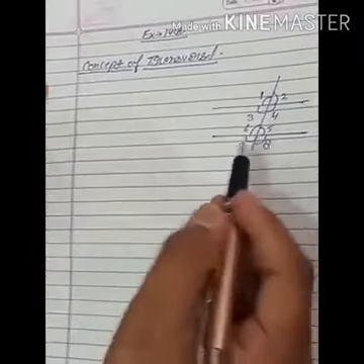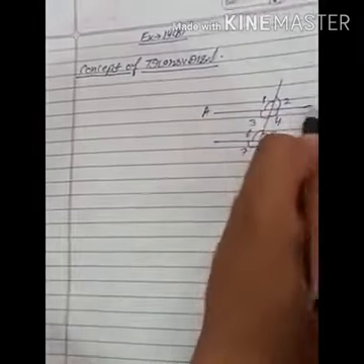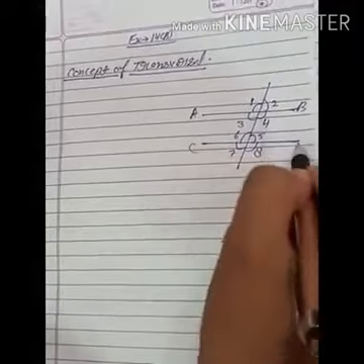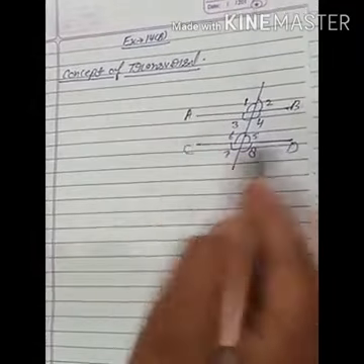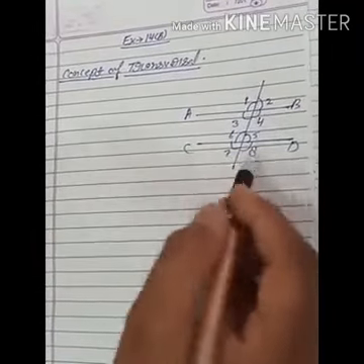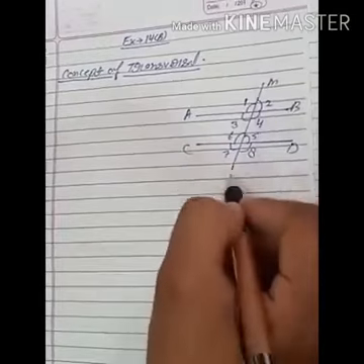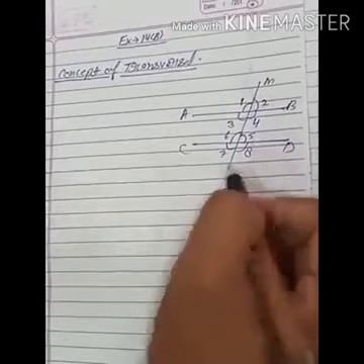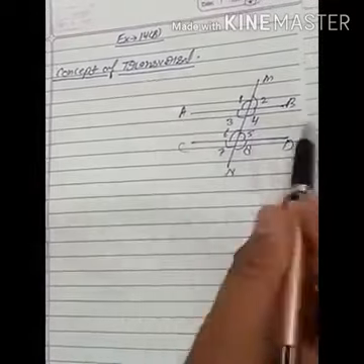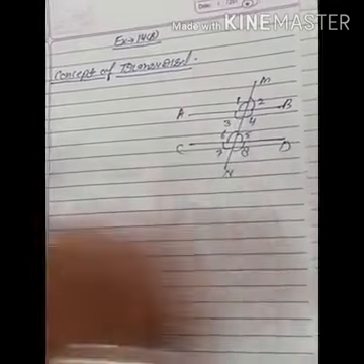So you can see AB and CD are two parallel lines. M and N are transversal lines. This line is a transversal line.